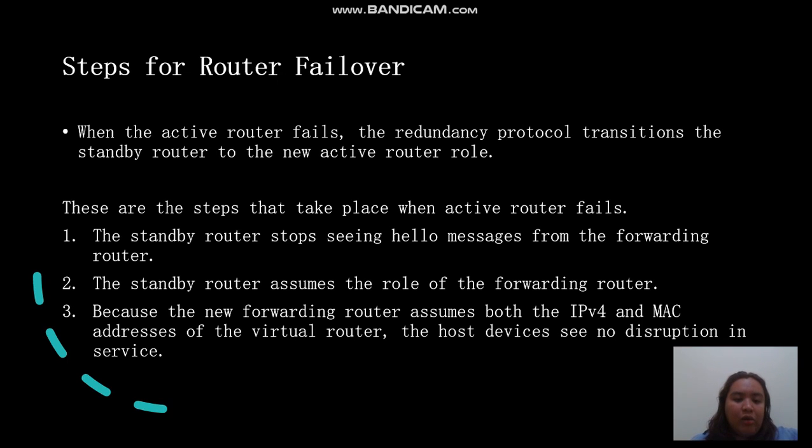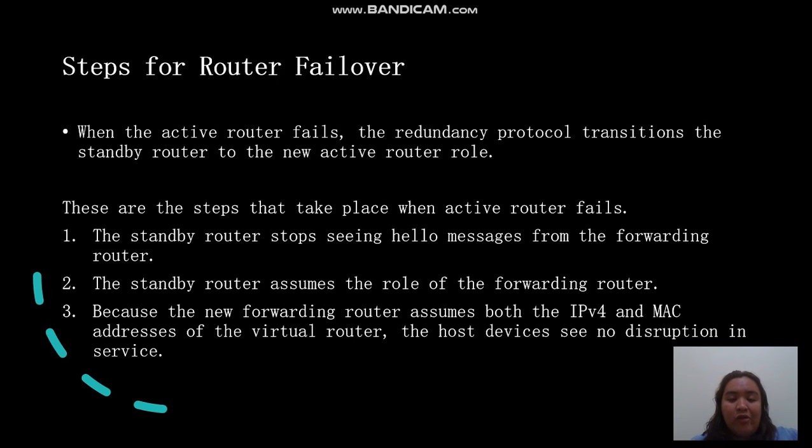So the standby router stops seeing hello messages from the forwarding router. The standby router assumes the role of the forwarding router. So it will become the forwarding router. And because the new forwarding router assumes both the IPv4 and MAC addresses of the virtual router, the host devices see no disruption in service.